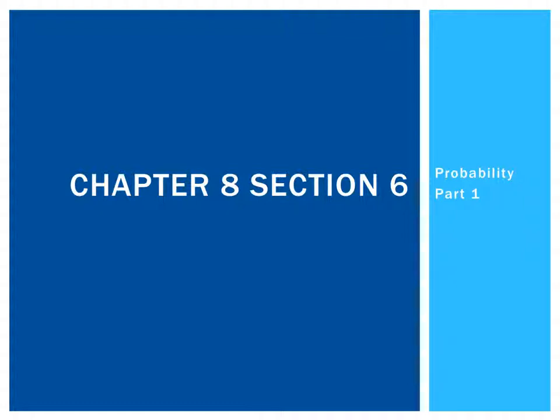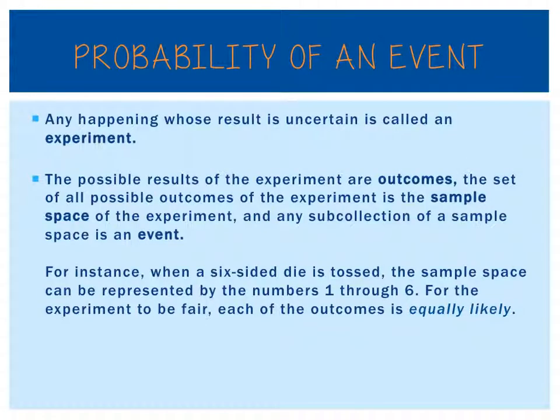Okay? So you're talking about chances here. Not a percentage, a fraction that represents the chances something will occur. Just some vocab on this slide. Any happening whose result is uncertain is called an experiment. So rolling a die, flipping a coin, those are all experiments. The possible results of the experiment are called outcomes. So if you're flipping a coin, it could be either heads or tails.